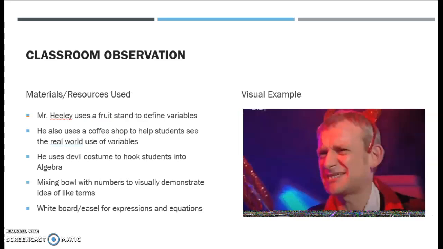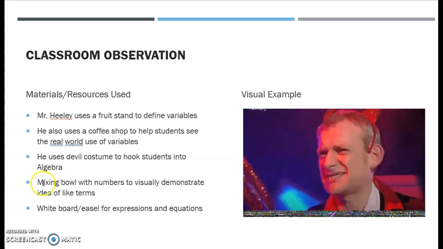In the classroom observation, I noticed that he used a lot of materials. Mr. Healy uses a fruit stand to define variables, which is really interesting and fun. The fruits he uses were bananas and oranges and apples. He also uses a coffee shop to help students see the real-world use of variables. So you can make the coffee in 5 seconds, and then they take 30 seconds to drink it. How would you sustain a business if you make it that slow or make it that fast, and people drink it that slow or fast?